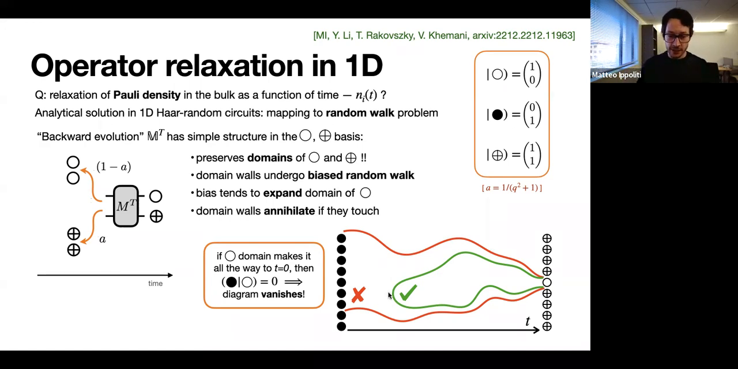On the other hand, if the domain walls fail to annihilate, and if they make it all the way back to 0, then you're going to have a bunch of these inner products between empty and occupied states, which is like taking the trace of a traceless Pauli. So this is going to give you 0, and any diagram that looks like this is going to vanish.